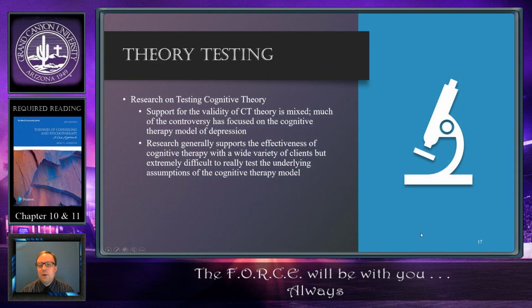Now, this theory obviously is going to prove very effective in research because a lot of it is measurable. And even the things that are thought-oriented, with our worksheets and our scales, like the Beck Depression Inventory, we make them measurable. So research generally supports the effectiveness of cognitive therapy, and because of that, you can find lots of published work.